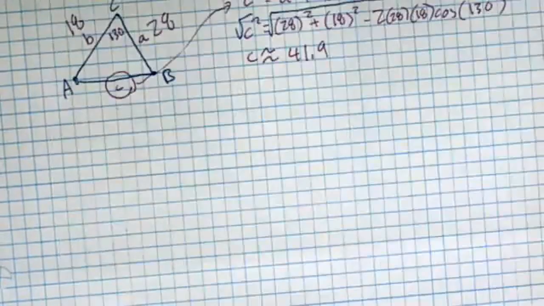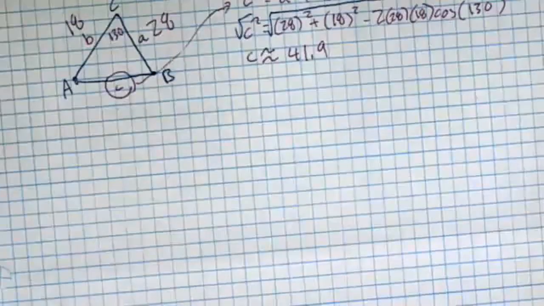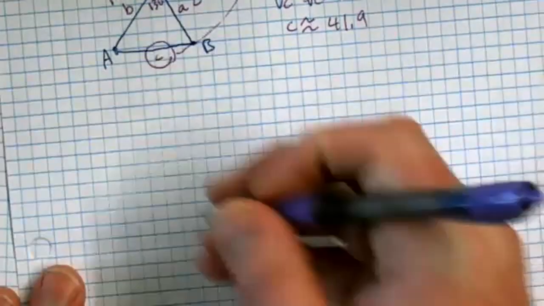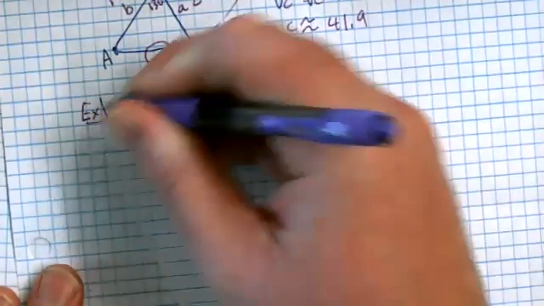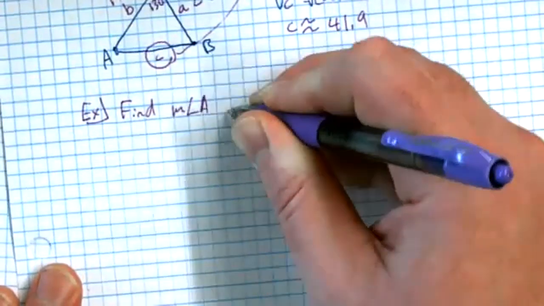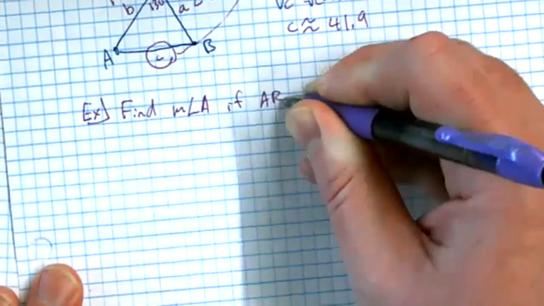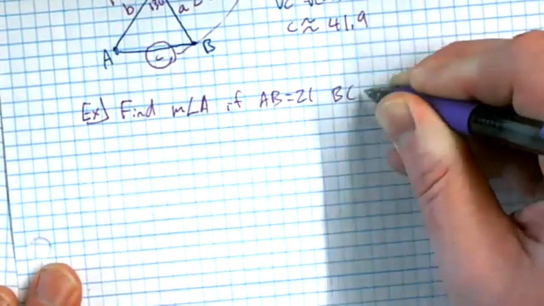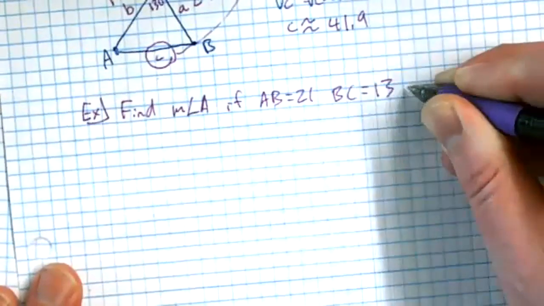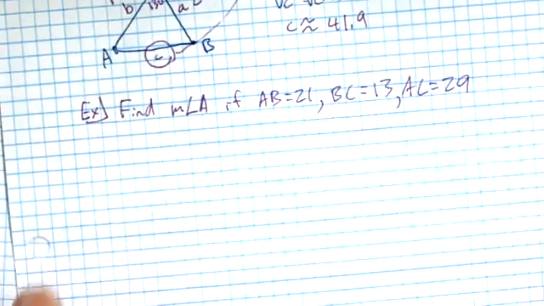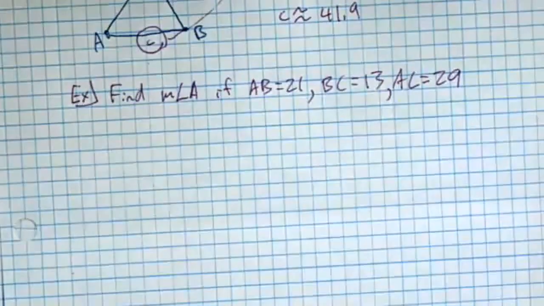So I'm going to do an example for our notes. Switch back over to your notes, please. So we're looking for a measure of angle A. AB is 21. BC is 13. AC is 29.